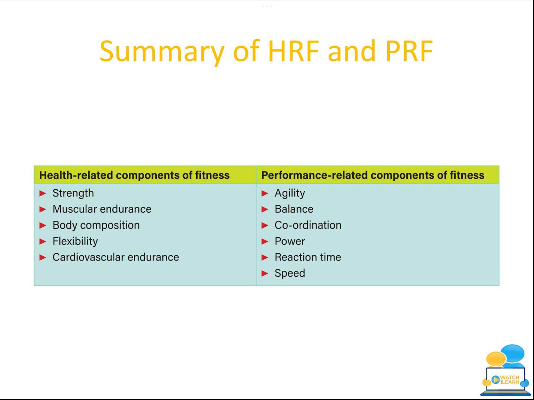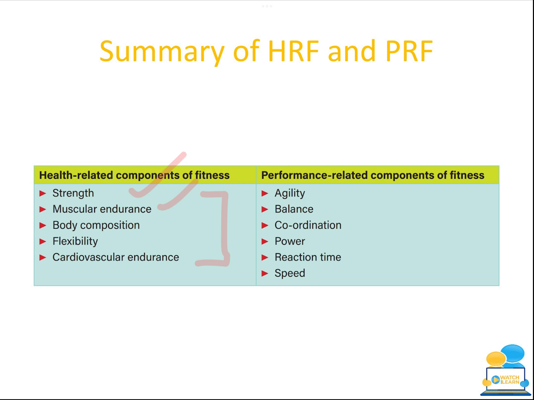So our summary of HRF and PRF. This table is very useful for you if you want to take note of it. So we have strength, muscular endurance, body composition, flexibility, cardiovascular endurance. Again, that's also known as cardiorespiratory endurance. So there's five there in HRF, which everyone in the whole world needs a good amount of, to carry out daily tasks and to live an active life. So going for a long walk, going for a hike, taking their shopping in from the car, when you need your strength, climbing stairs, you need muscular endurance, and so on.